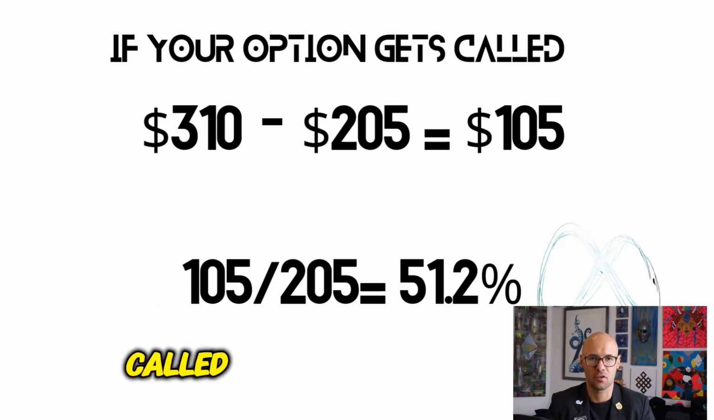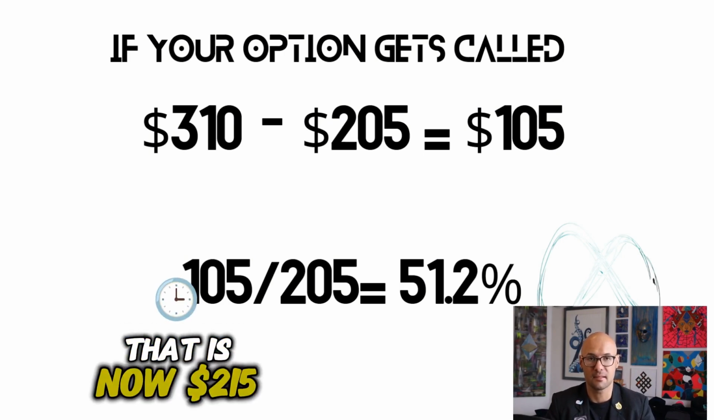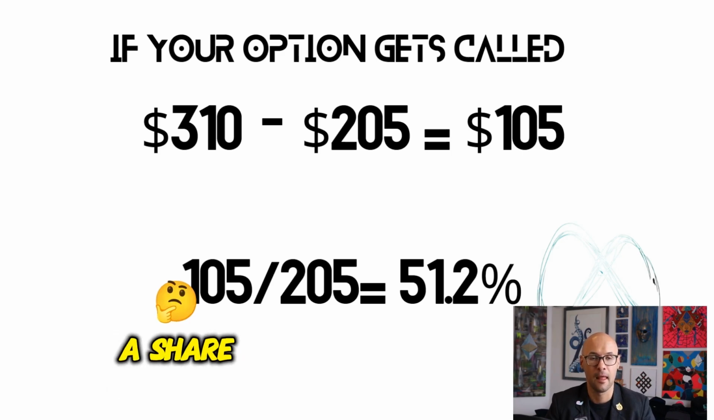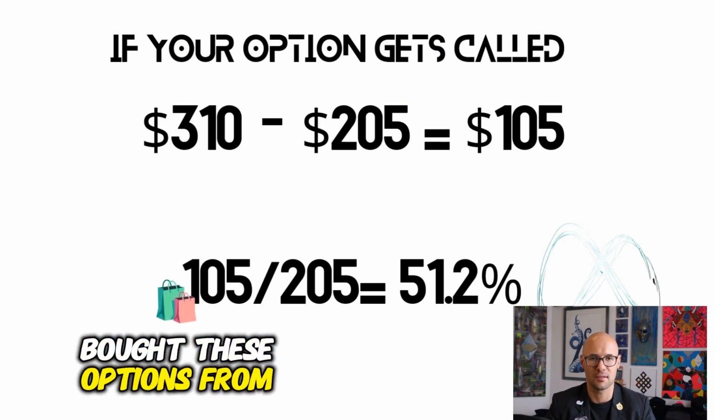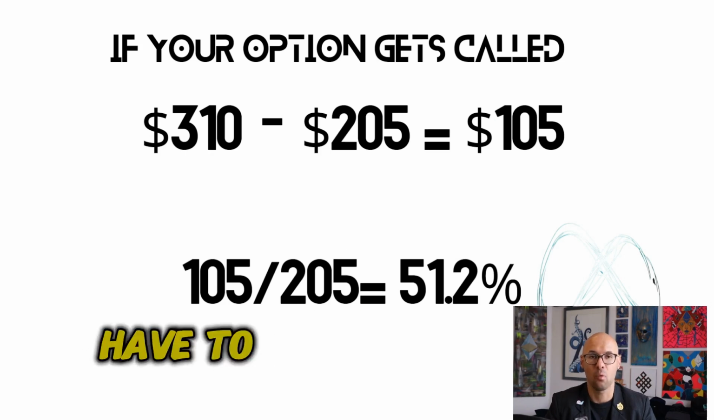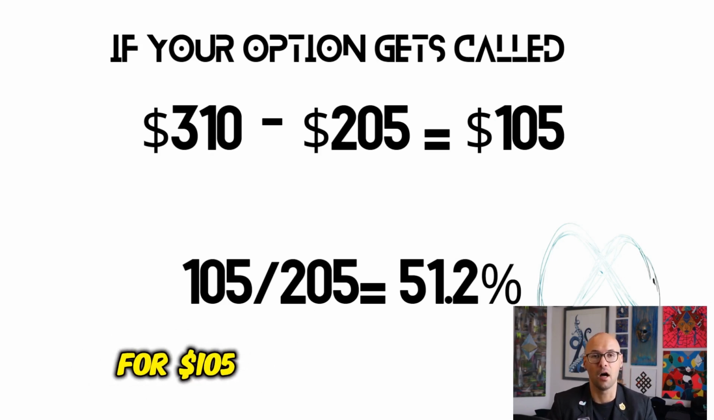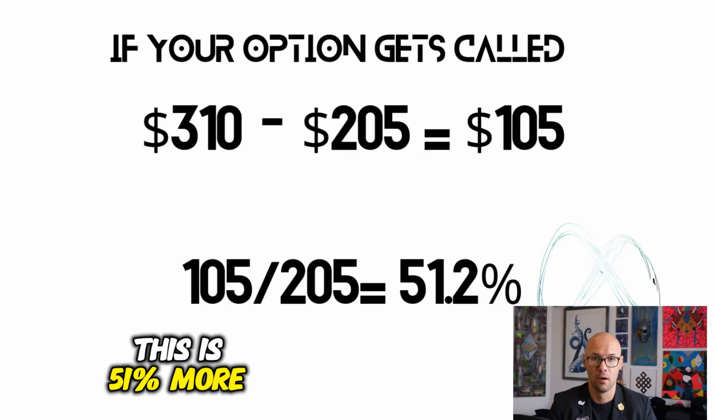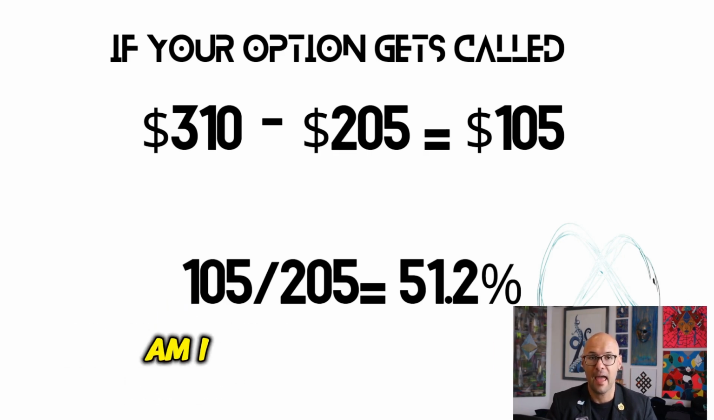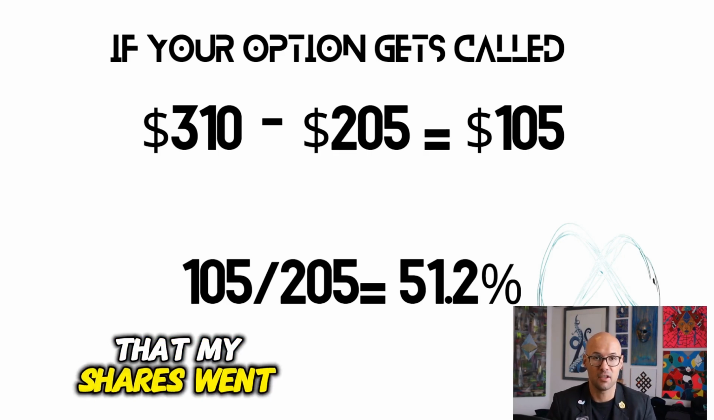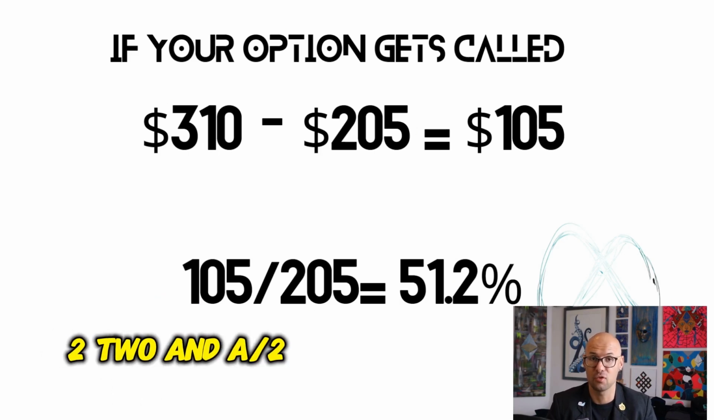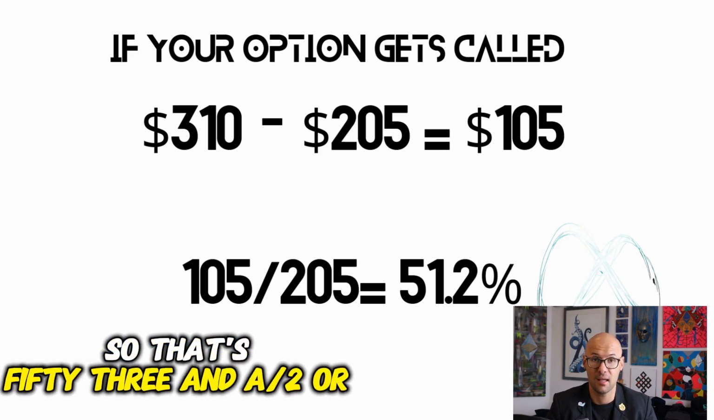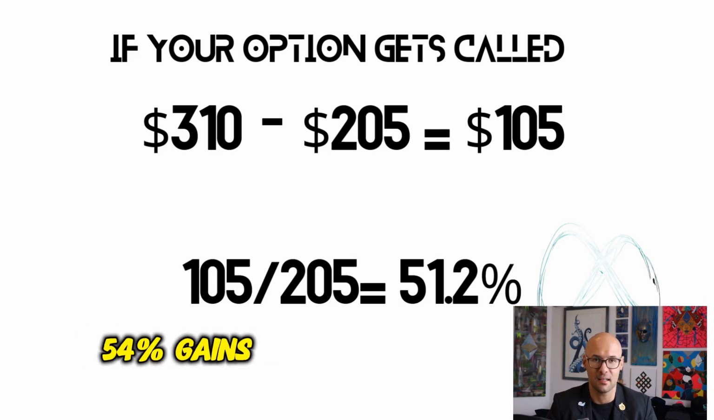If your option gets called, in this case my Coinbase, that is now $215 a share, if it goes over 310 and the person who bought these options from me calls, that means I will have to sell them for $105 more than the shares are worth today. This is 51% more than they're worth now. Am I going to be mad that my shares went up 51% in 1 month? Plus I get the 2.5%, so that's 53.5 or 54% gains in 1 month.